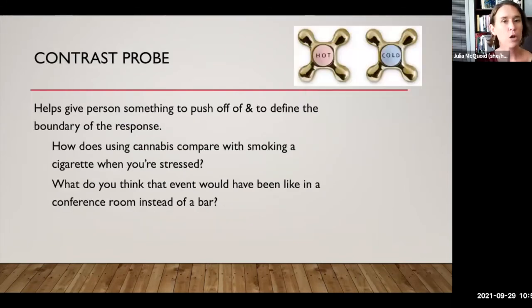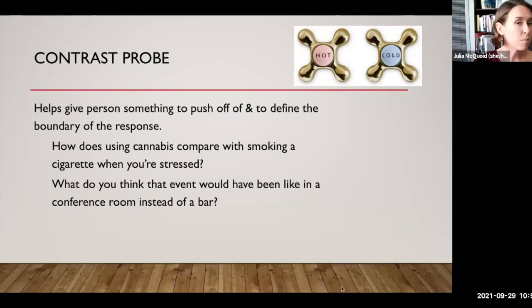So a contrast probe would be a way to elicit more clarification around what a person means by a topic or how it differs from something else that you've been talking about. It gives them something to push off of to define the boundary of the response. Very nicely put way that Kim phrased it.